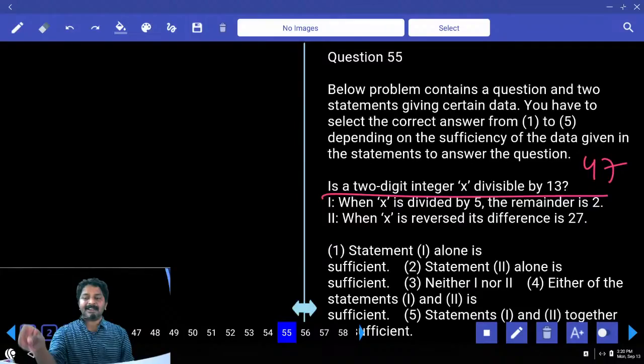We are able to answer this question saying the answer is no, the number is not divisible by 13.